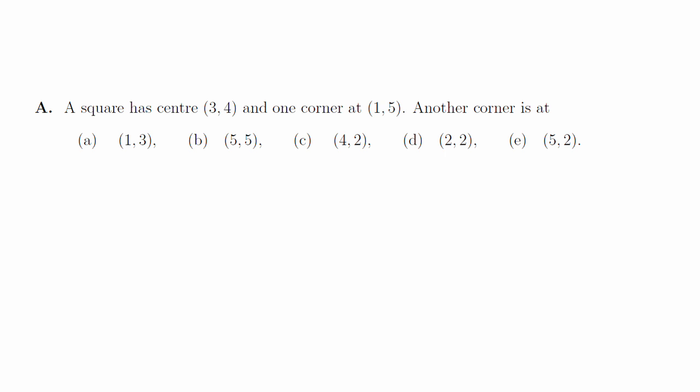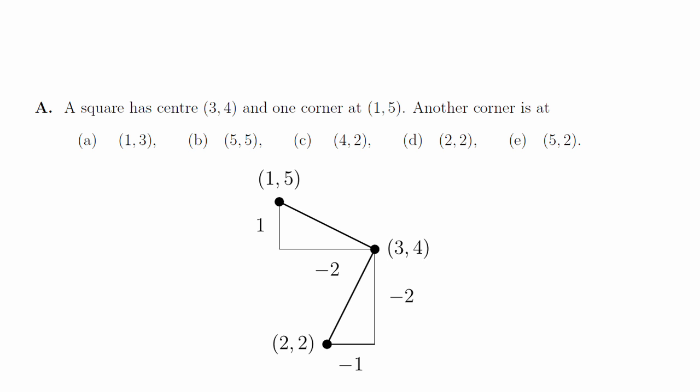1a. The centre is at 3, 4 and there's a corner at 1, 5, which is a displacement of -2, 1 as a vector. If we rotate that vector by 90 degrees, then we get the vector -1, -2. And that displacement away from the centre at 3, 4 gives us the point 2, 2, which is another corner of the square, and the answer is D.